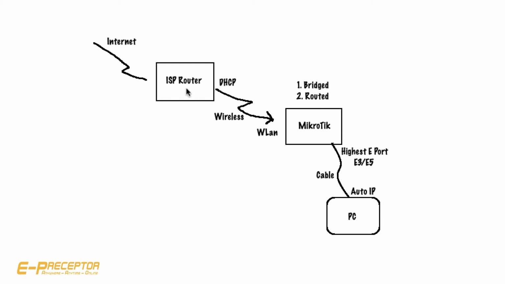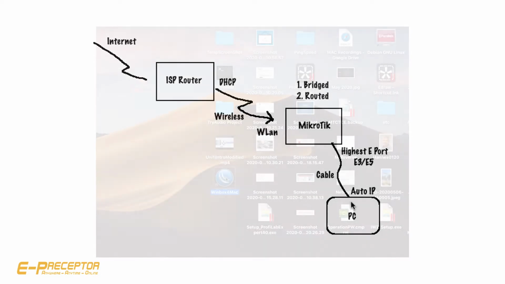In a bridge scenario, the ISP router will hand the DHCP address straight through to my PC as if the MikroTik is non-existent. The only purpose of the MikroTik in this scenario is to change Wi-Fi back to copper cable. When we set up, there will be no IP addresses, there will be nothing. It's a bridge, straight through, transparent bridge, straight through from the ISP router to the PC. Let's go and have a look what we must do on the MikroTik.